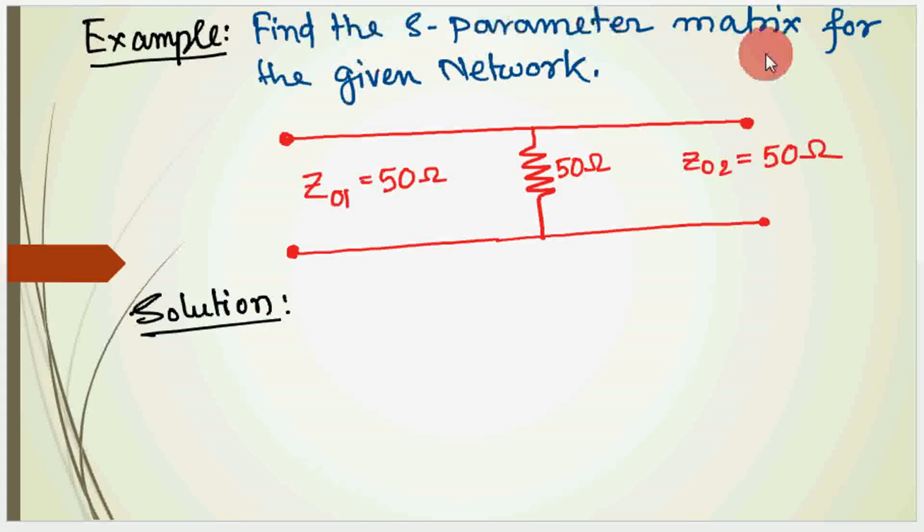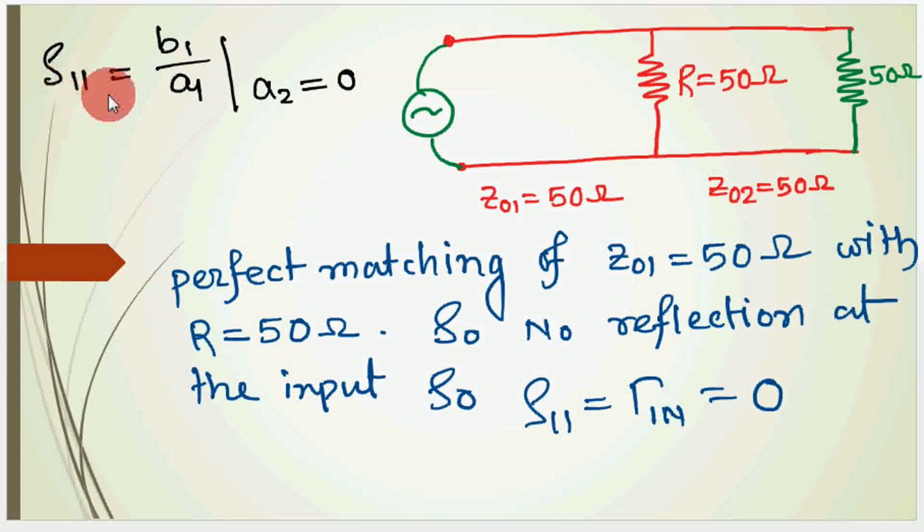In this problem, find the S parameter matrix for the given network. Here is one transmission line, here is another transmission line, and this is the network, with characteristic impedances Z01 and Z02. To find S11, which is B1 by A1, first we have to make A2 0. So terminate this port by 50 ohm, because the characteristic impedance of this transmission line is 50 ohms. In this case, this transmission line Z01 is perfectly matched with the load R equals 50 ohm.